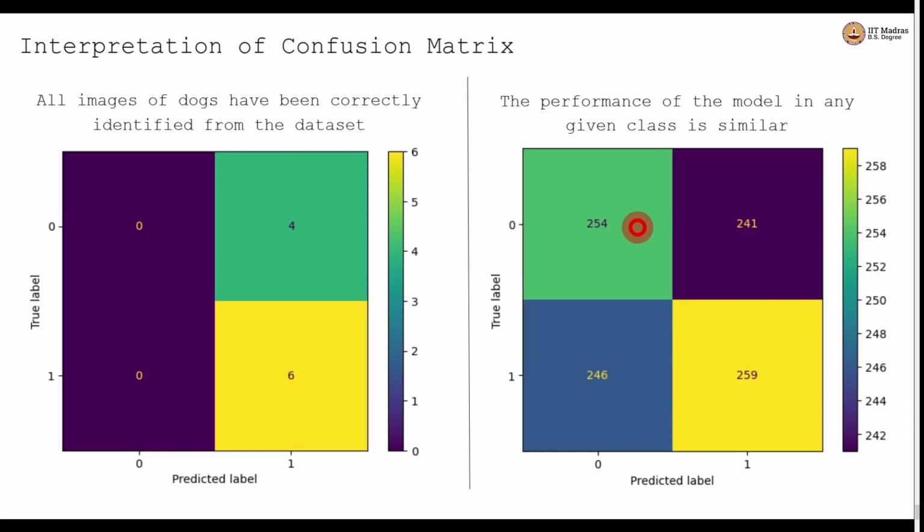So that is it for this video, and subsequently we are going to see how we can make use of this confusion matrix to get down some evaluation metrics such as accuracy, precision, and recall.